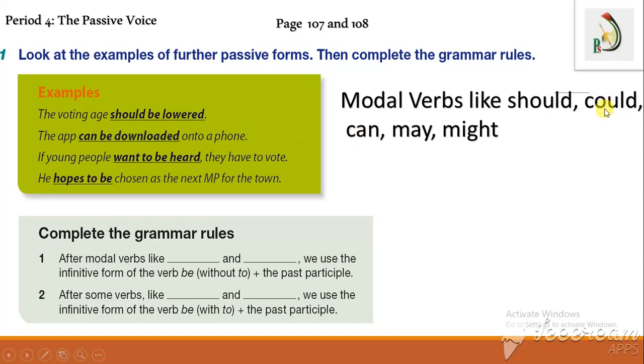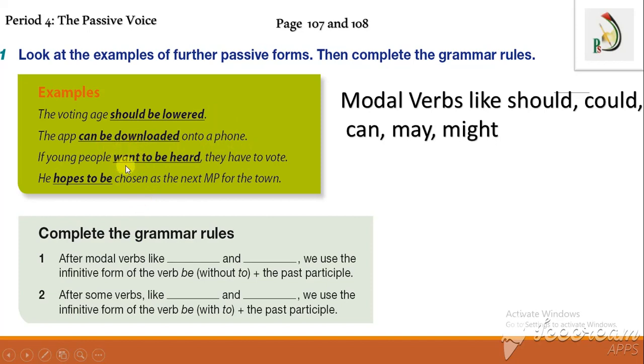They could go. She can jump. They may come. So, how can we add them to the passive? We can add them to the passive by adding be. The app can be downloaded onto a phone. So this is one grammar rule. The second grammar rule is for the helping for the main verb.